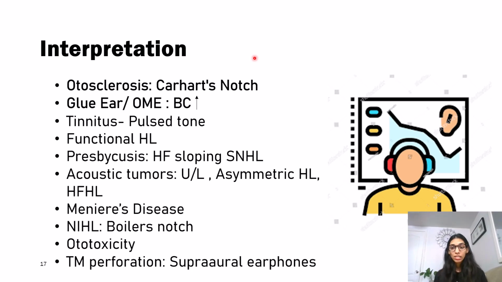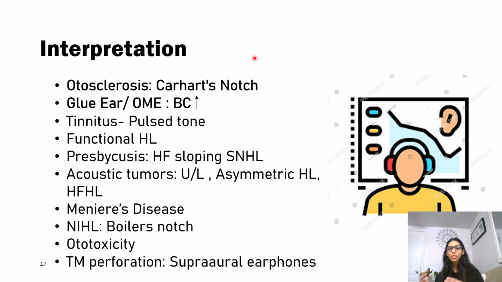And then there is Meniere's. When a person is having Meniere's, you might initially see a rising type of audiogram, and later on it can become flat. Okay. And they will have other symptoms along with that. They might have aural fullness, they might have tinnitus. So along with these symptoms, if you see a rising pattern, that can be the early stages of Meniere's.